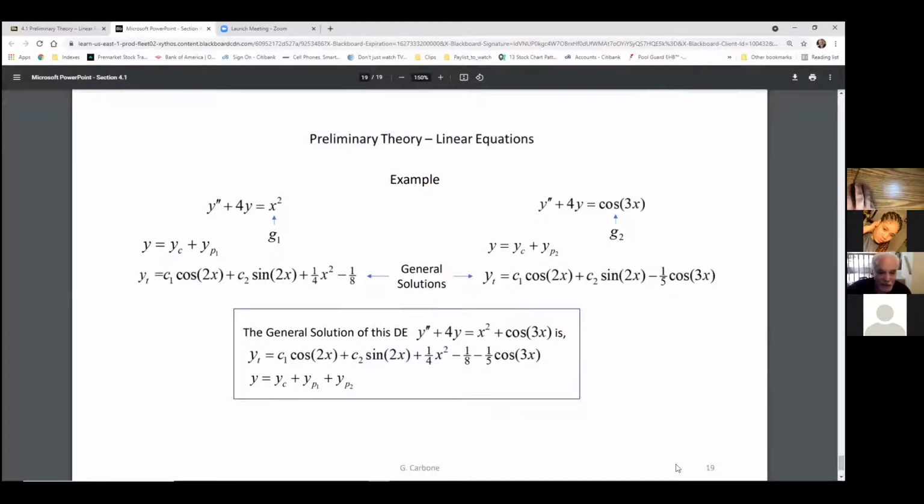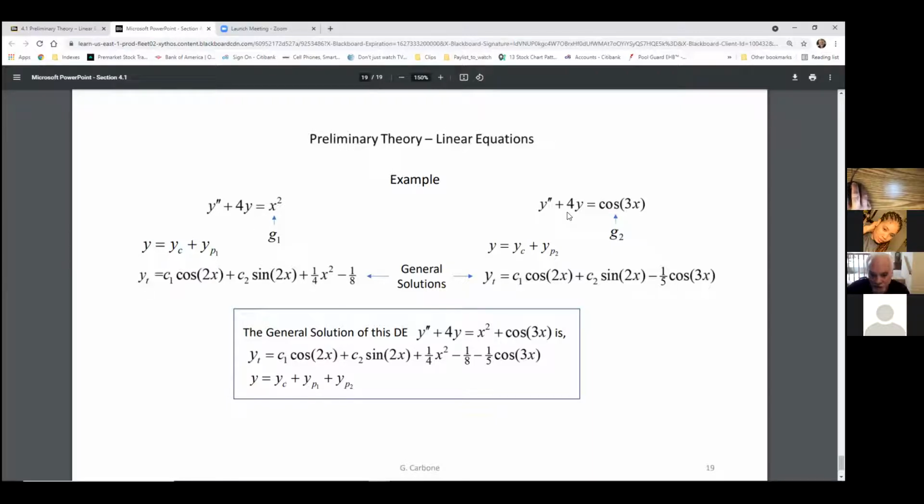So once again, I'm using this as an example. We have this second order differential equation, and for this differential equation, this is the complementary solution. We did that on the previous chart. And this is the particular solution. So the total solution is the sum of the complementary and the particular solution. I'm calling this P1, and I'm calling this G1. So this is the general solution to this differential equation.